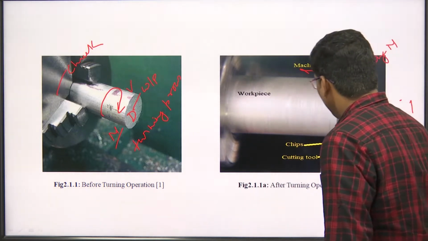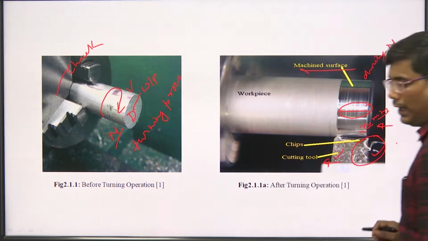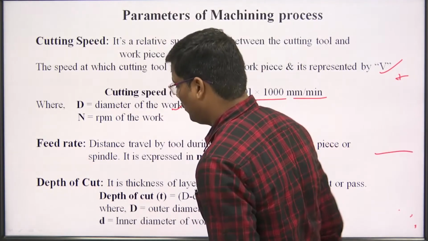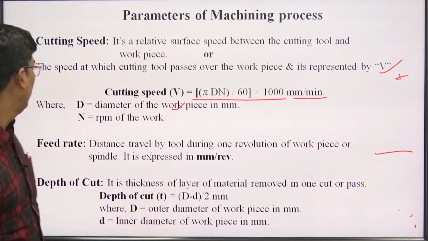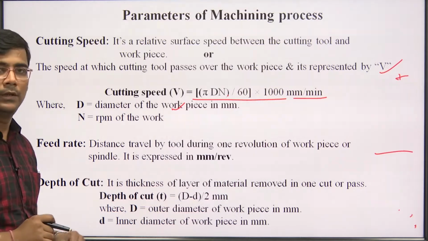Feed is always given along the surface of the workpiece, and depth of cut is measured in terms of the thickness of the chip removal.